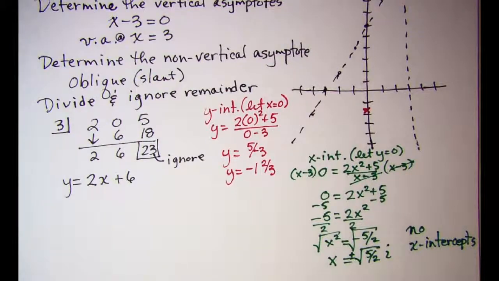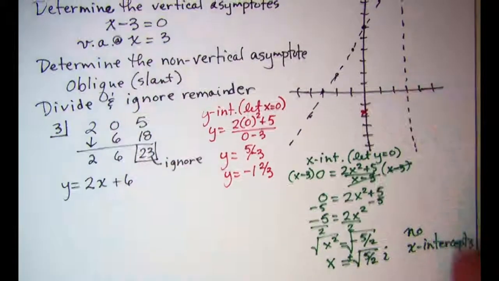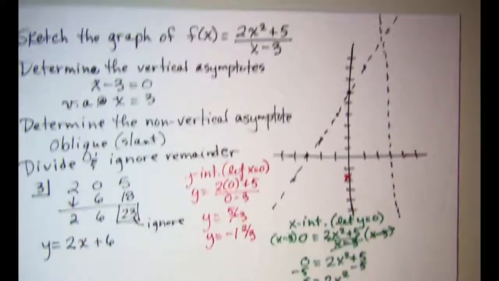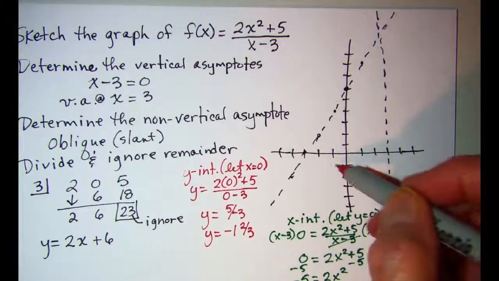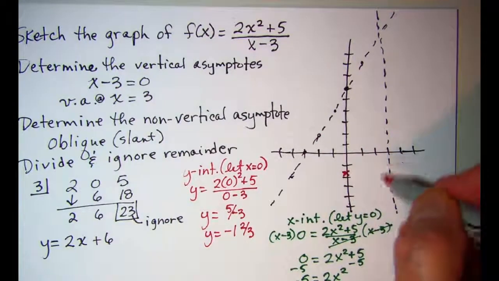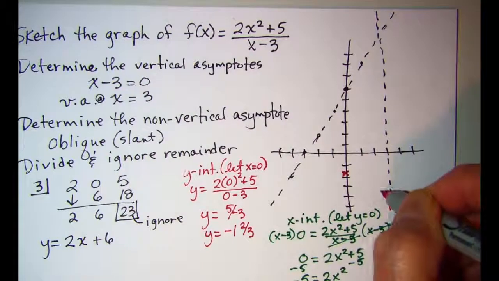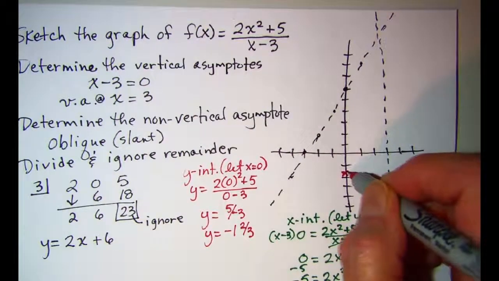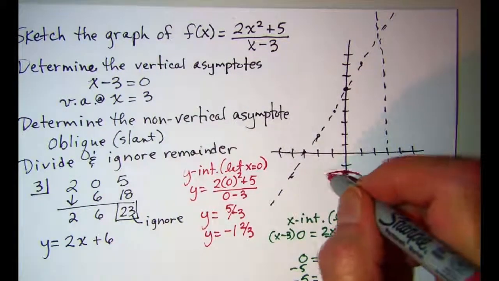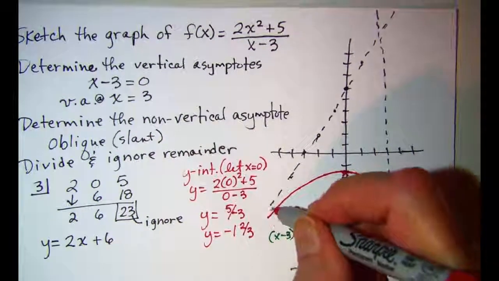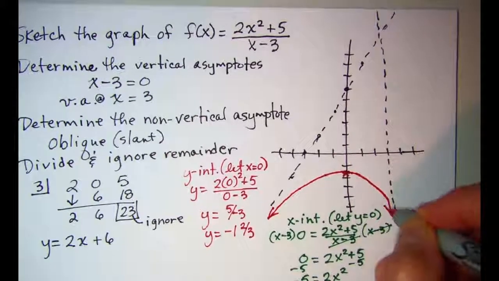So I have enough to determine, at least in this section of the graph, what's going on. From this point that's on my curve, I can't go up either direction. So I'm going to have to hug the asymptote, go through my y-intercept, and then come down here to this asymptote.